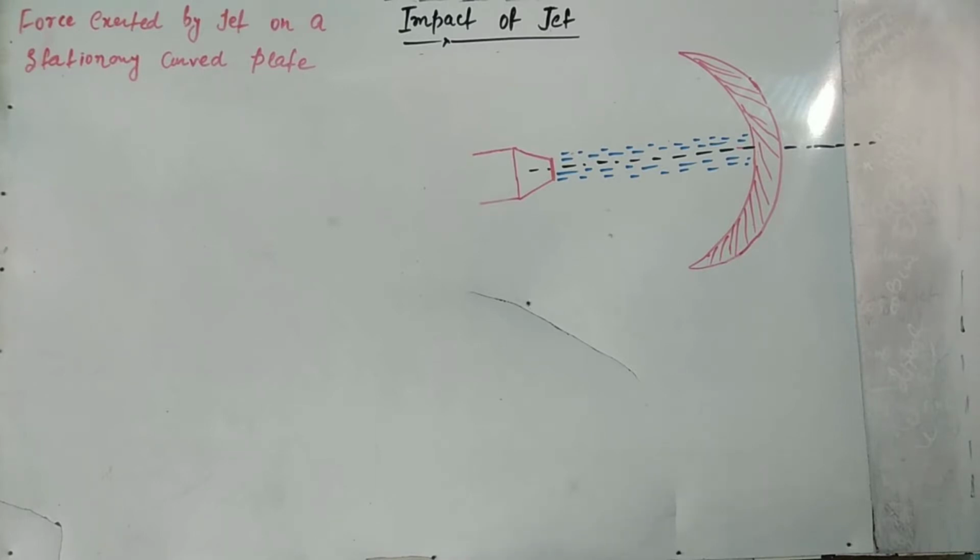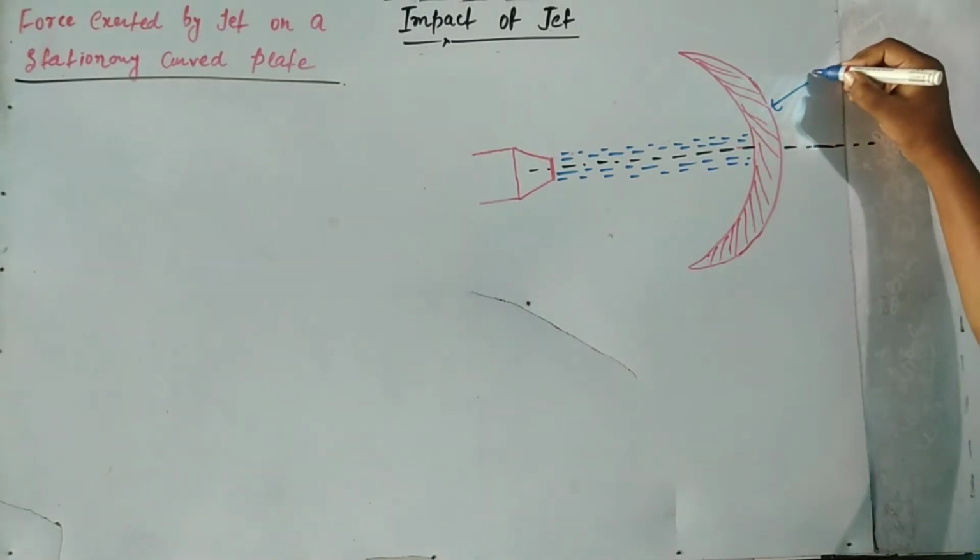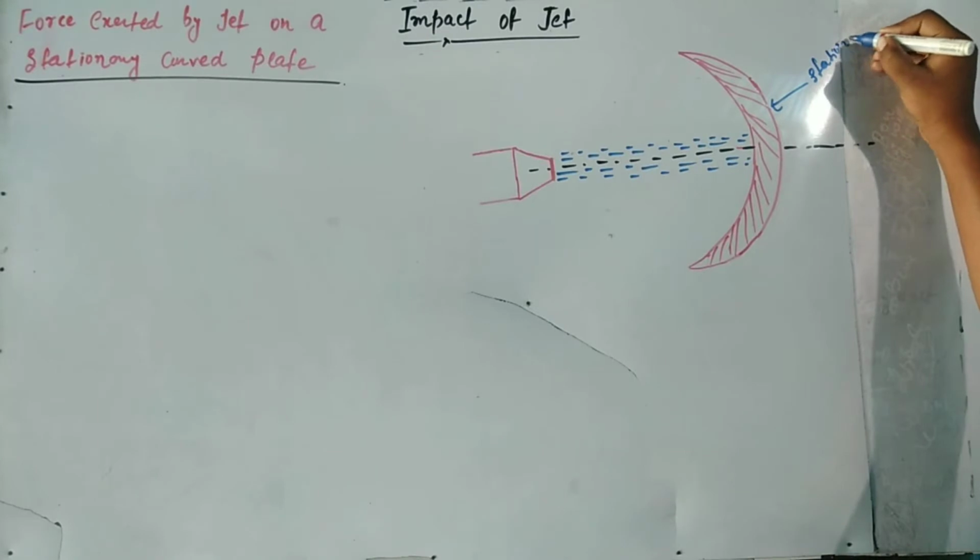Today's topic is impact of jet, in which we study the force exerted by a jet on a stationary curved plate. In the last video, we studied the force exerted by a jet on a stationary fixed plate, that is, a flat plate and an inclined plate. So today's topic is a stationary curved plate.